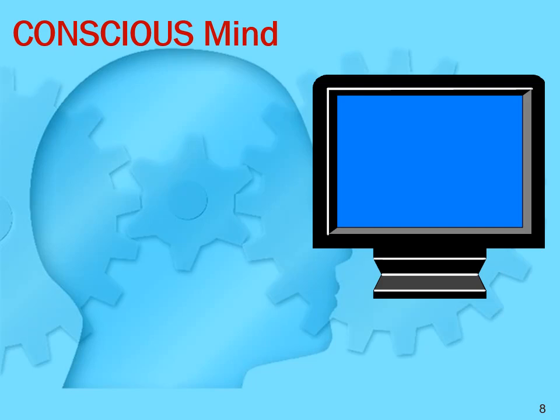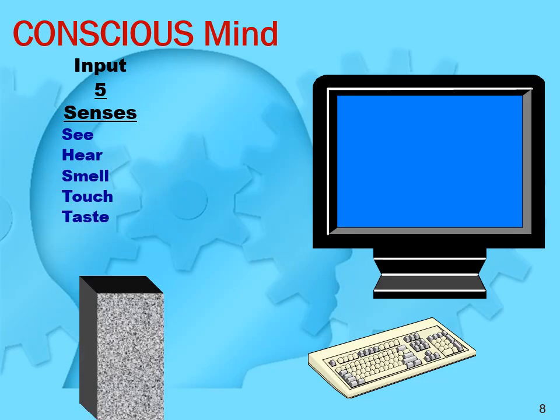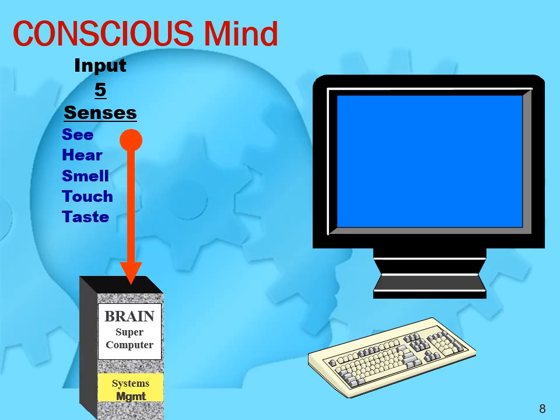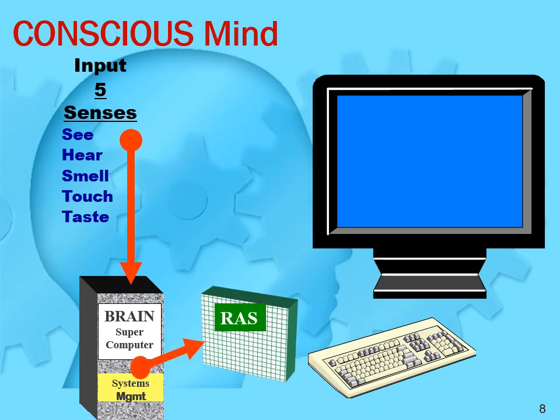So let's talk about the conscious a minute. We're going to talk about the makeup of the mind. The conscious is kind of like the screen and the keyboard of your computer. Okay? You get the input from the five senses. They go into the supercomputer, the brain that's managing the system. That goes through the reticular activating system. It gets filtered as it goes into the conscious, because consciously we cannot handle all the information that is available to us. It goes to the keyboard, and it's like you hit the enter button.